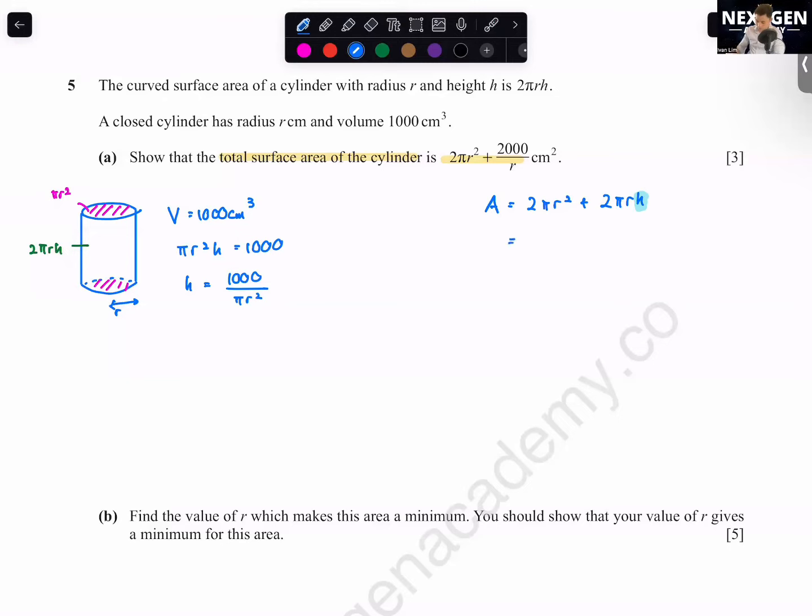We're going to substitute it in. So 2 pi r squared plus 2 pi r times 1000 over pi r squared. This is replacing the height. Open up the bracket. 2 pi r squared plus 2000 over r.